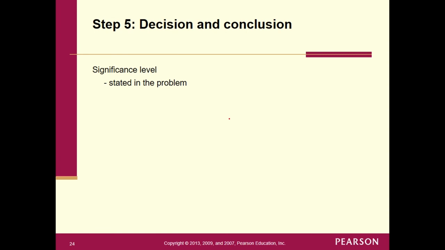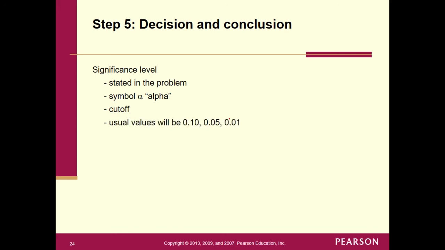Well, in the problem, there's going to be a number stated. It's called the significance level. It's going to be stated right in the problem, okay? The symbol that we use for the significance level is alpha, the Greek letter, lowercase alpha. You can think of this as our cutoff. You asked, how small does the p-value have to be in order to reject the null? Well, this is the cutoff.